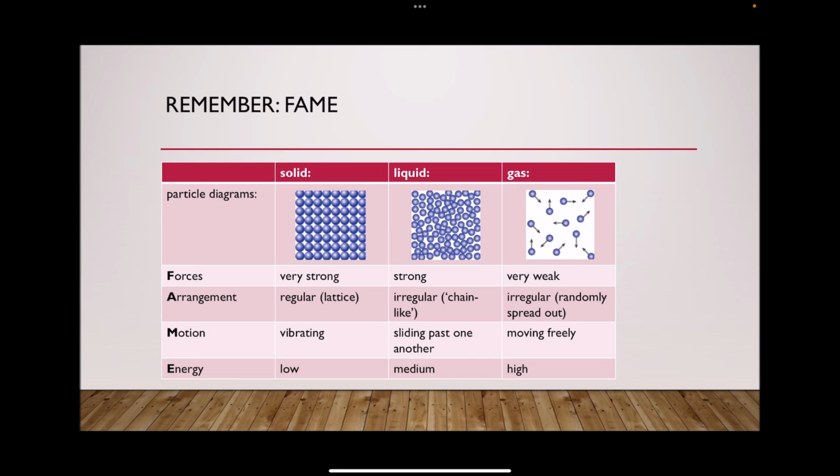We can look at forces within solids, liquids, and gases. And within the solid, the attraction forces between the particles are very strong. We can imagine this being similar to the attraction forces between magnets. If you have the north pole of a magnet and the south pole of another magnet, then the magnets will attract each other, and the attraction force will be stronger the closer the magnets are to each other. If you increase the distance between the magnets, then the attraction force between the magnets gets less and decreases.